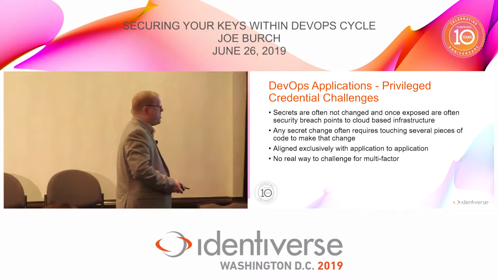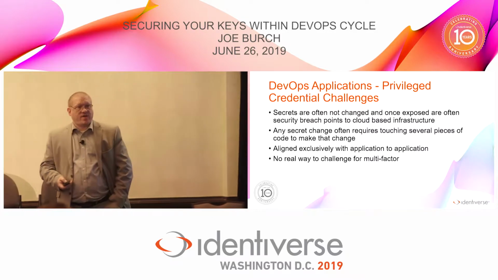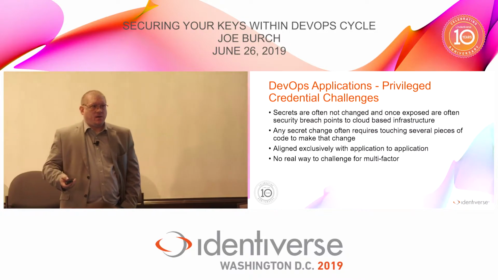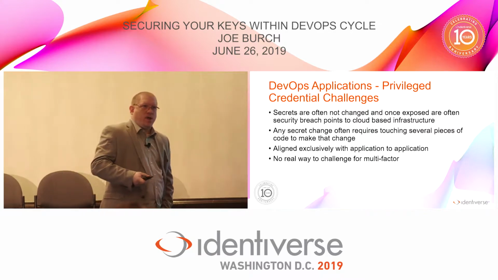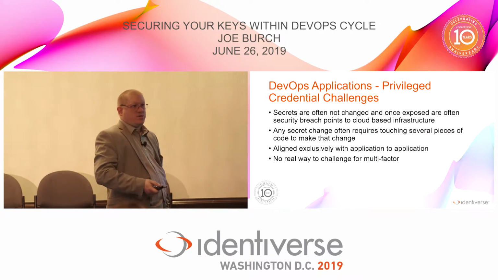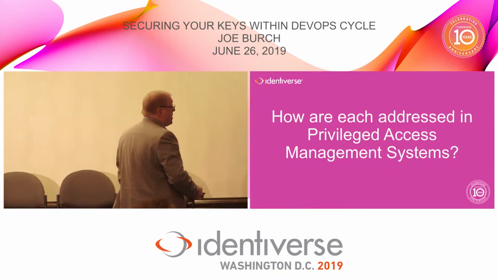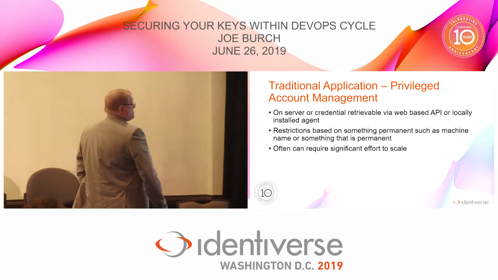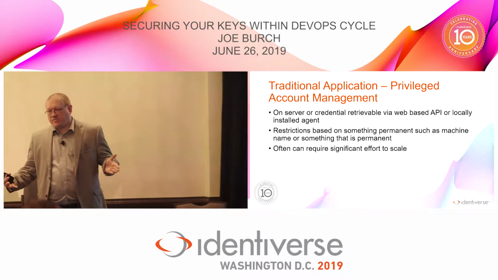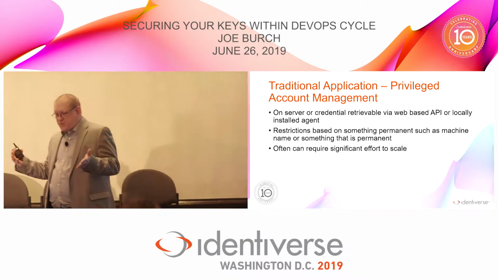And the other problem is there's no real way to challenge for multi-factor. So it's an API key. I really don't have a way to say, okay, now give me the one-time token or one-time PIN, those types of things. Okay. So how is each addressed? We've talked about the overall structure of this from the standpoint of what the problem is.